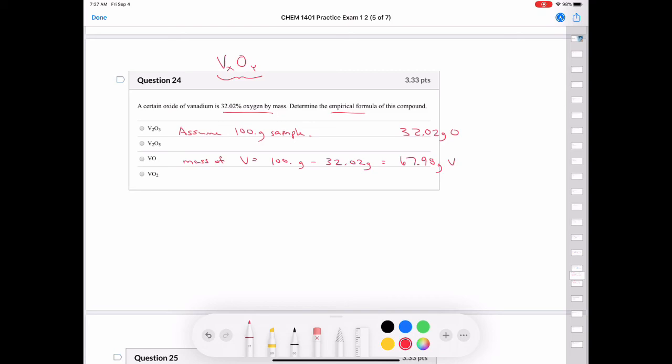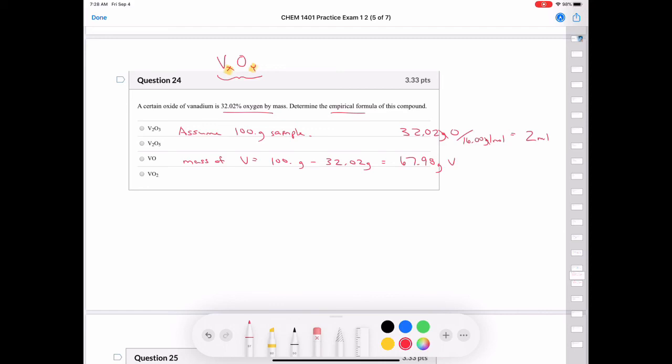And so the next step will be to simply determine how many moles of oxygen we have and how many moles of vanadium we have, because the subscripts represent molar ratios. So we're going to divide the 32.02 by the molar mass of oxygen, which is 16.00 grams per mole. You can see that grams are going to cancel out, and I end up with 2 moles.